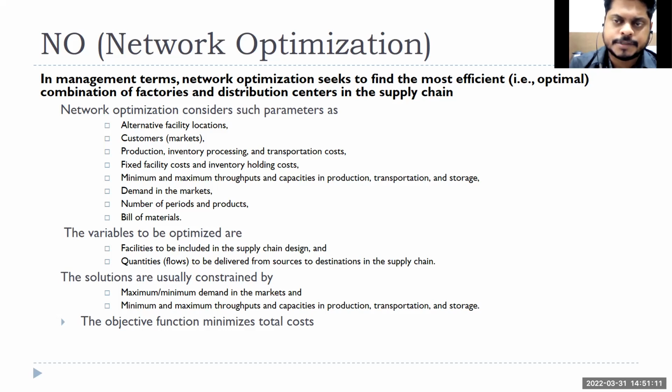Customers market, that anyhow is there. Production, inventory processing, transportation cost. Here additionally we add, because we are adding factories. Earlier, in the simulation or in the greenfield analysis, we did not have a factory. We only had a distribution center. Now we'll add production cost. That means how much it costs to produce those electric vehicles, electric scooters. And fixed facility cost and inventory holding cost.